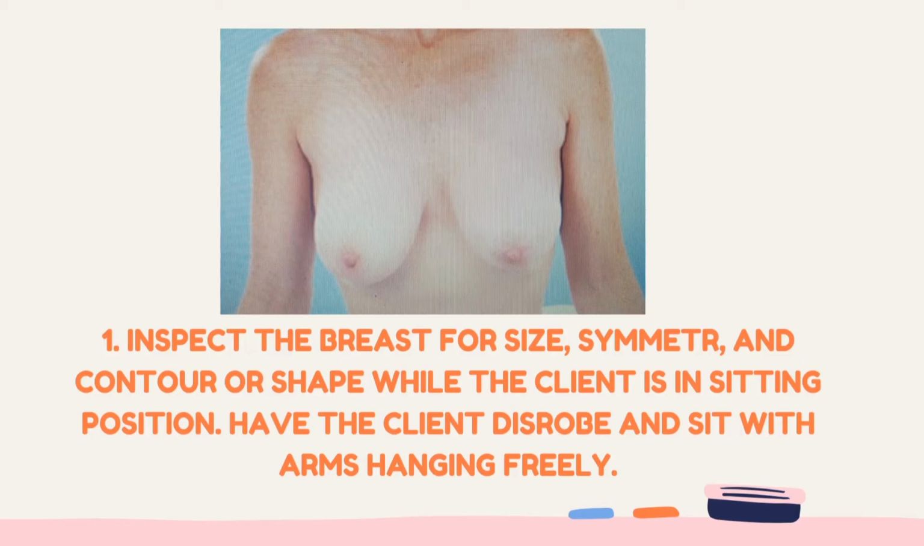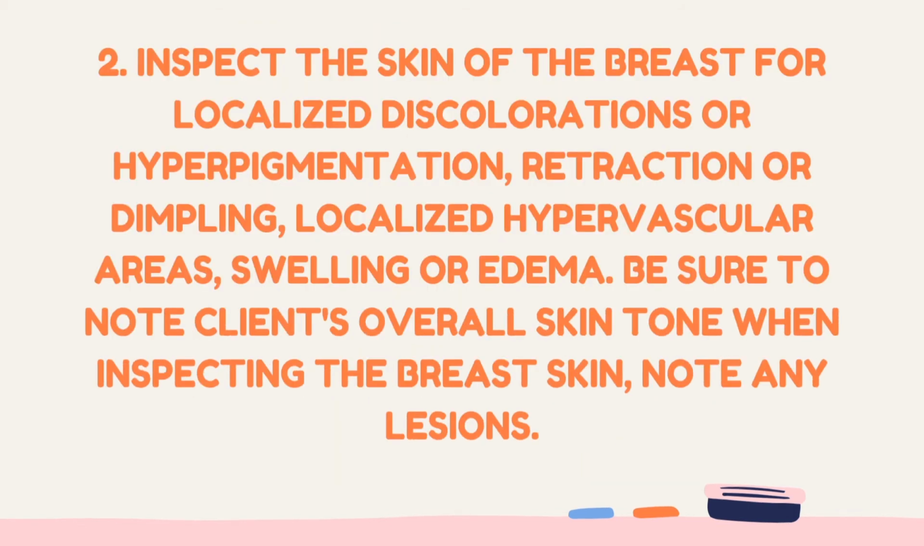Breast assessment: inspection. Number 1. Inspect the breast for size, symmetry, and contour or shape while the client is in a sitting position. Have the client disrobe and sit with arms hanging freely. Number 2. Inspect the skin of the breast for localized discolorations or hyperpigmentation, retraction, or dimpling, localized hypervascular areas, swelling, or edema. Be sure to note the client's overall skin tone when inspecting the breast skin. Note any lesions.